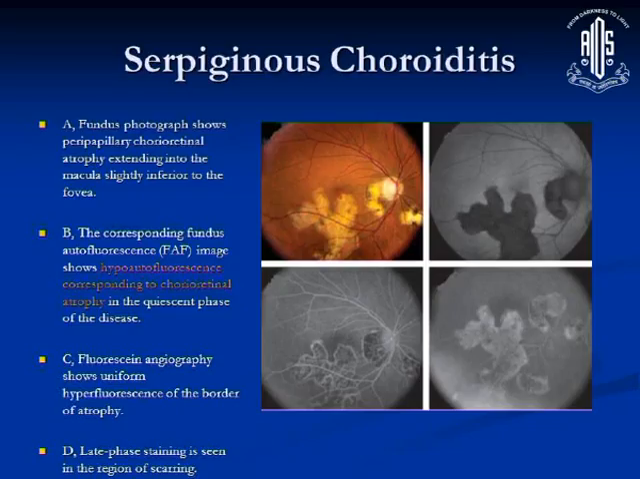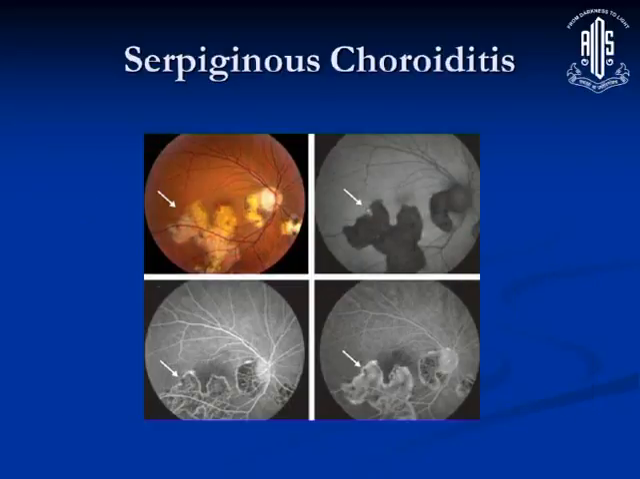This is Serpiginous Choroiditis, which shows peripapillary choroidal atrophy, and there's, as expected, hypoautofluorescence corresponding to the choroidal atrophic areas. Now interestingly, when this patient was followed up later, an immensely hyperautofluorescent area was found at this area, which means that there is reactivation of a quiescent serpiginous lesion.